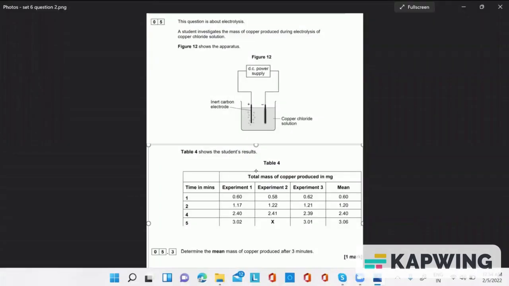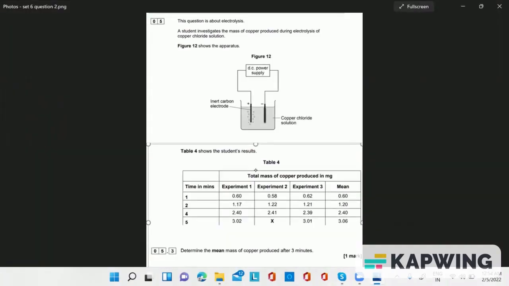Today, I will discuss one more question from GCSE Combined Science Trilogy, Paper Code F, Foundation Tier, Question Paper 1F, Thursday, 17th May 2018, morning paper. This question is based on an electrolysis setup. A student investigates the mass of copper produced during electrolysis of copper chloride solution. An inert carbon electrode has been used as the electrode and copper chloride solution is the electrolyte.